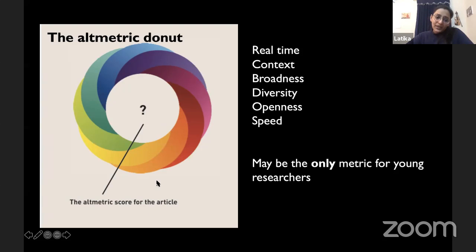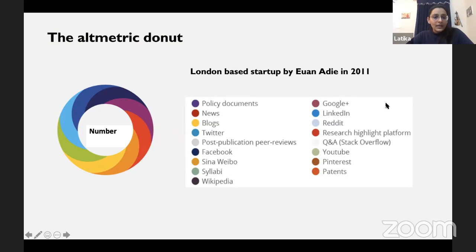But then depending on how many colors you see and the breadth, you know that if it is just red, maybe it was a policy document or it was somewhere else in the newspaper. So that is how it reflects diversity, and it's also open and quick. So it may be the only metric for young researchers. Suppose I have a student who just started publishing and we just published 2 papers since January. So this will be the only metric they will have. Suppose they go and apply for a job, so they can show that, oh, my article did really well on social media. This is the altmetric donut. And you can post that on your CV.